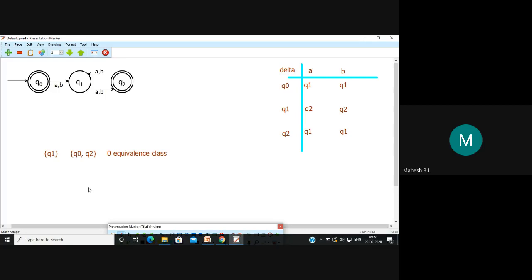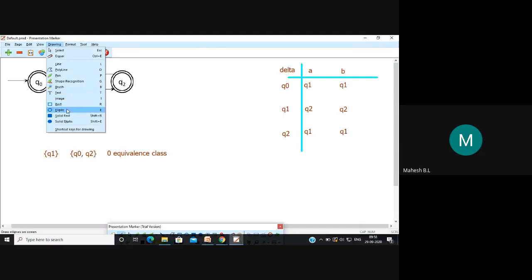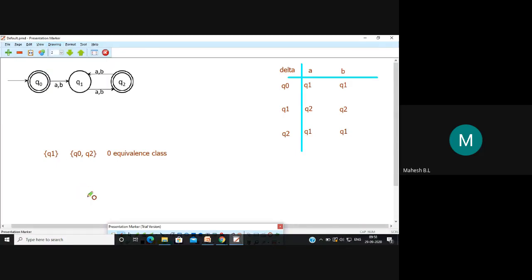That means we are going to have only two states in the minimized DFSM. One is Q1, and the other is the combination of Q0 and Q2, which are accepting states.